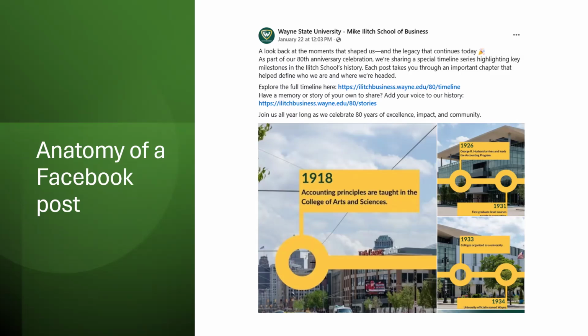The number one thing about a Facebook post is you've got to catch people's attention. People aren't going to read every post that they see on their feed. And so if you use visuals, like the Illich School correctly did here, you've got to have a visual that is actually going to do its job and stop people in their tracks.